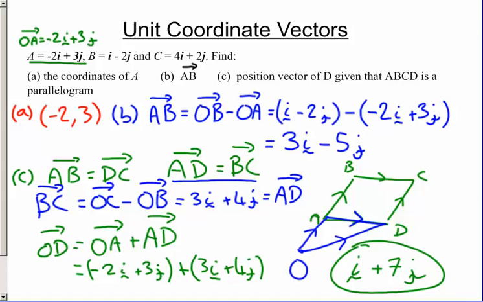So that's how we can split a vector up into components.